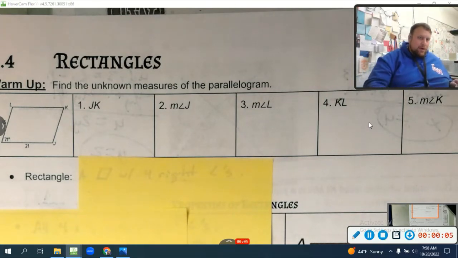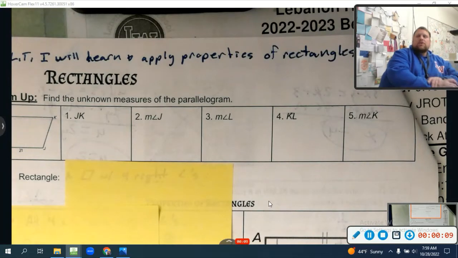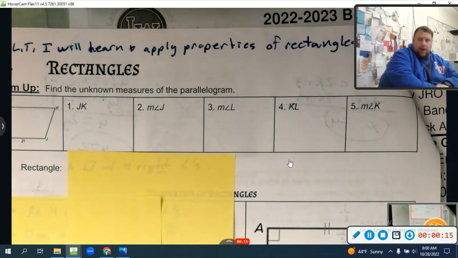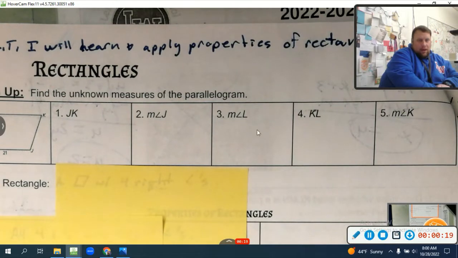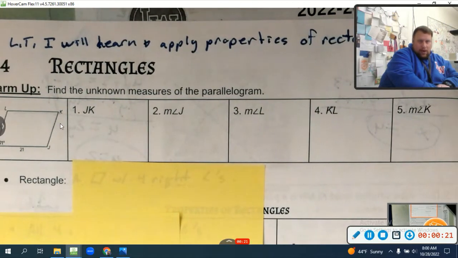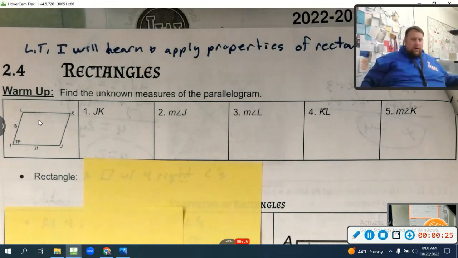We are talking about 2.4. Today's learning target is I will learn and apply properties of rectangles. Go ahead, work on the warm-up. You have a minute. This is a little rectangle or parallelogram right there. Ready, set, go.